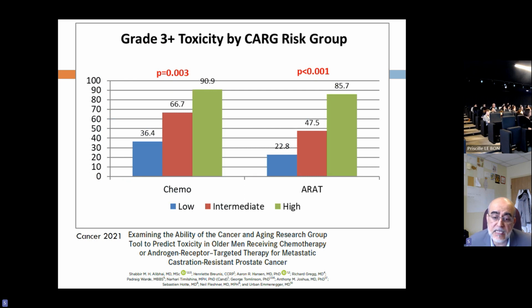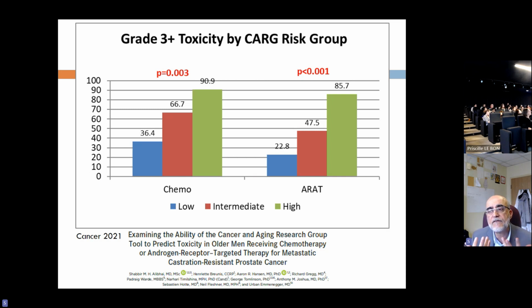I have published, I believe, the only study so far that has directly validated the CARG tool for chemotherapy toxicity with docetaxel in the setting of metastatic prostate cancer, particularly castrate-resistant prostate cancer. And on the left, you can see people who are low risk have a 36% risk of grade 3 or more toxicity. People who are intermediate risk have a 67%, and people who are high risk have a greater than 90% risk of severe toxicity with full dose chemotherapy. So docetaxel 75 milligrams per meter squared every 3 weeks.